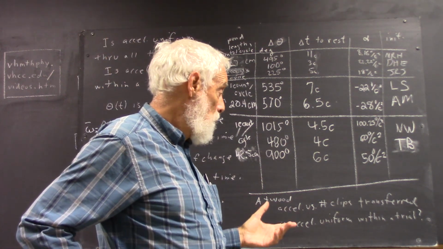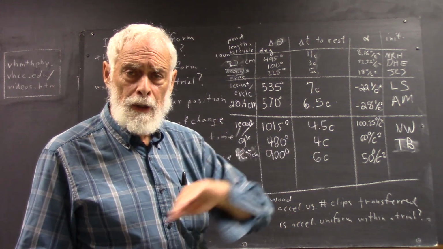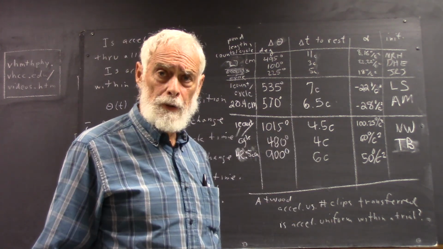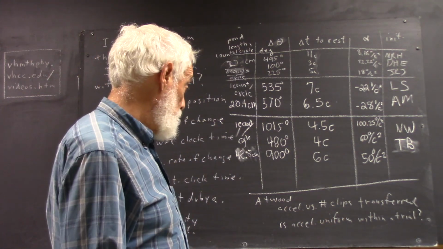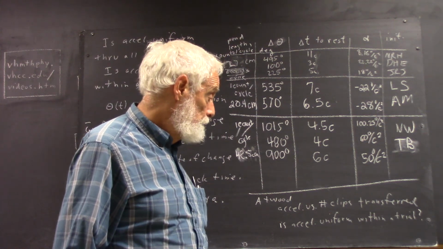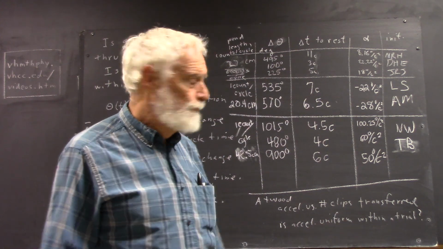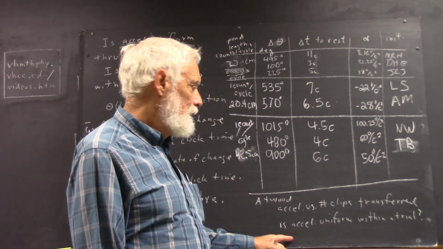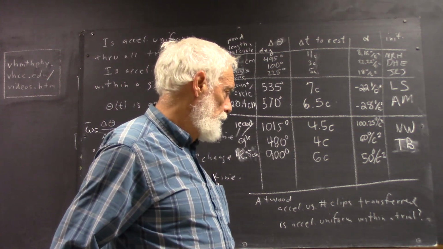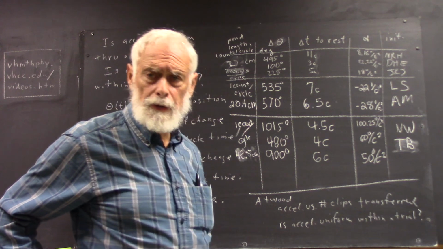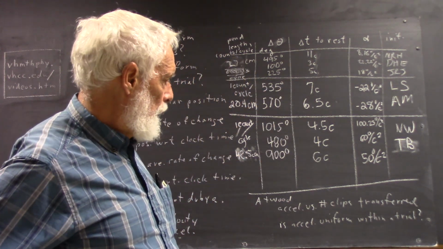It appears that the results here for the Atwood machine aren't what we would expect. We don't seem to have a linear acceleration with the number of clips transferred, although that's pretty much what has to happen. So I'm going to have to get my hands on this system and figure out why it didn't happen. And then the question, is acceleration uniform within a trial, which is a little tougher. I expected to get reasonable results here, some reasonable consistency in the acceleration within a single trial. And I'm not sure we got that.